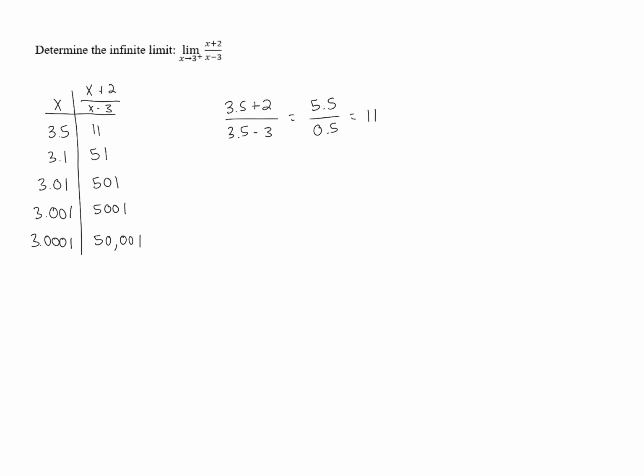We can see that as we get closer and closer to 3 from the right, the function values are getting arbitrarily larger. And so that means that this limit is going to be positive infinity, because the y values are getting larger and larger and larger arbitrarily so. If we were to add in more zeros here, this would go from 50,001 to 500,001 and 5,000,001, etc., etc. And we can see that it is going towards positive infinity.